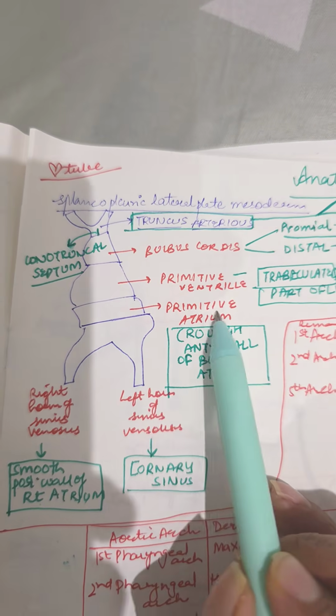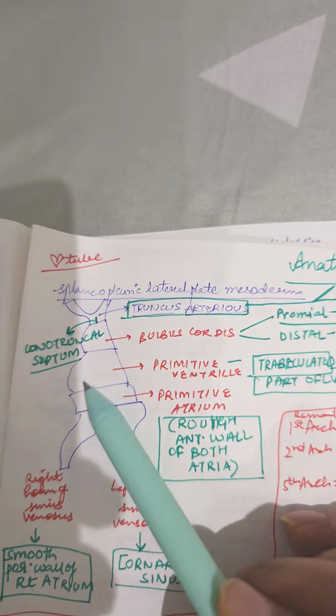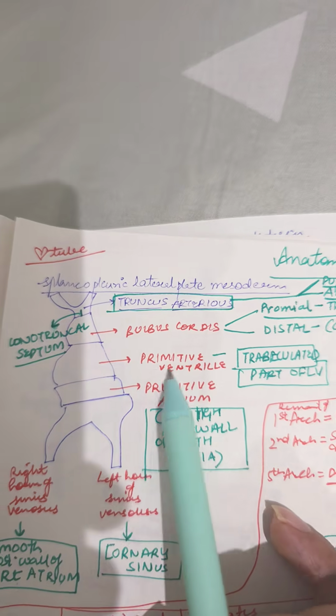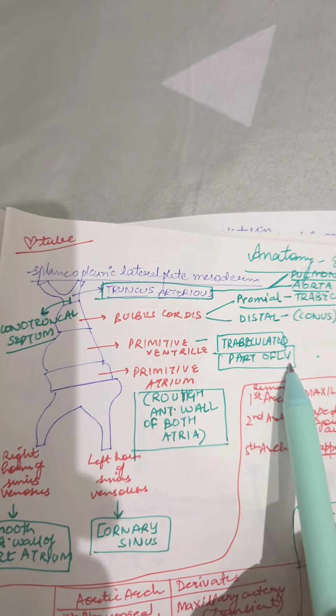Now this primitive atrium forms the rough anterior wall of both atria. Then we have the primitive ventricle. Now the primitive ventricle forms the trabeculated part of the left ventricle, right?